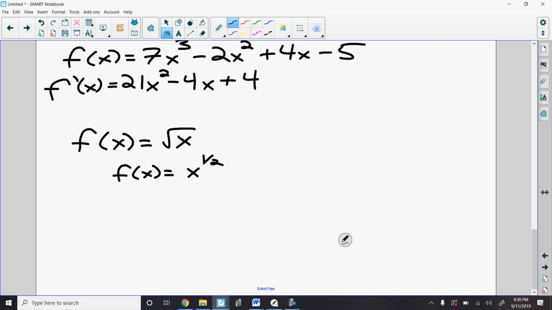Now, since it's in ax to the n form, a being 1, n being 1/2, now I can execute my power rule. F prime of x then would be, well, I multiply the 1/2 up front. 1/2 times 1 is 1/2. x. And my new power, I have to subtract 1. 1/2 minus 1 is negative 1/2.